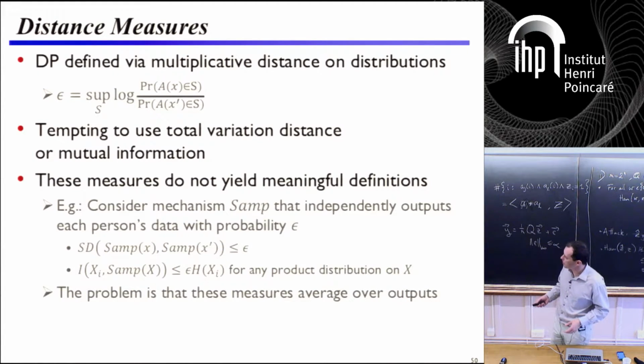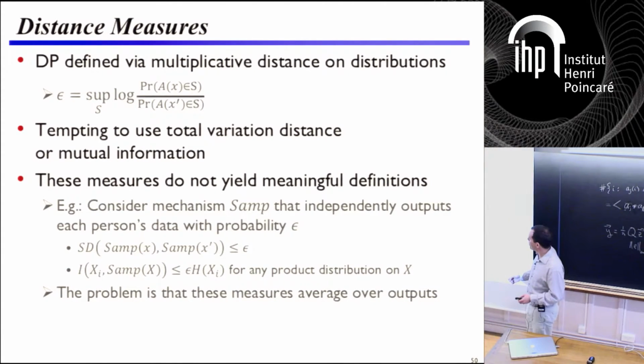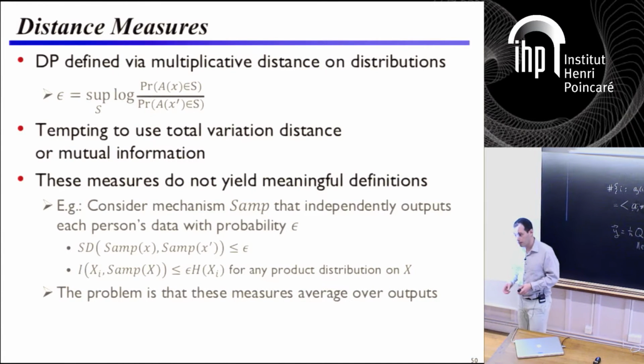But let me give you a specific example to make it really concrete. Consider the following sampling mechanism. What it does is it independently looks at each person's data and flips a coin. With probability epsilon, it publishes the person's data completely in the clear, and with probability 1 minus epsilon, it says nothing about that person. Okay. So in that case, if you try to use total variation distance or statistical difference, you'd get a statistical difference between any two neighboring data sets of at most epsilon. Okay.